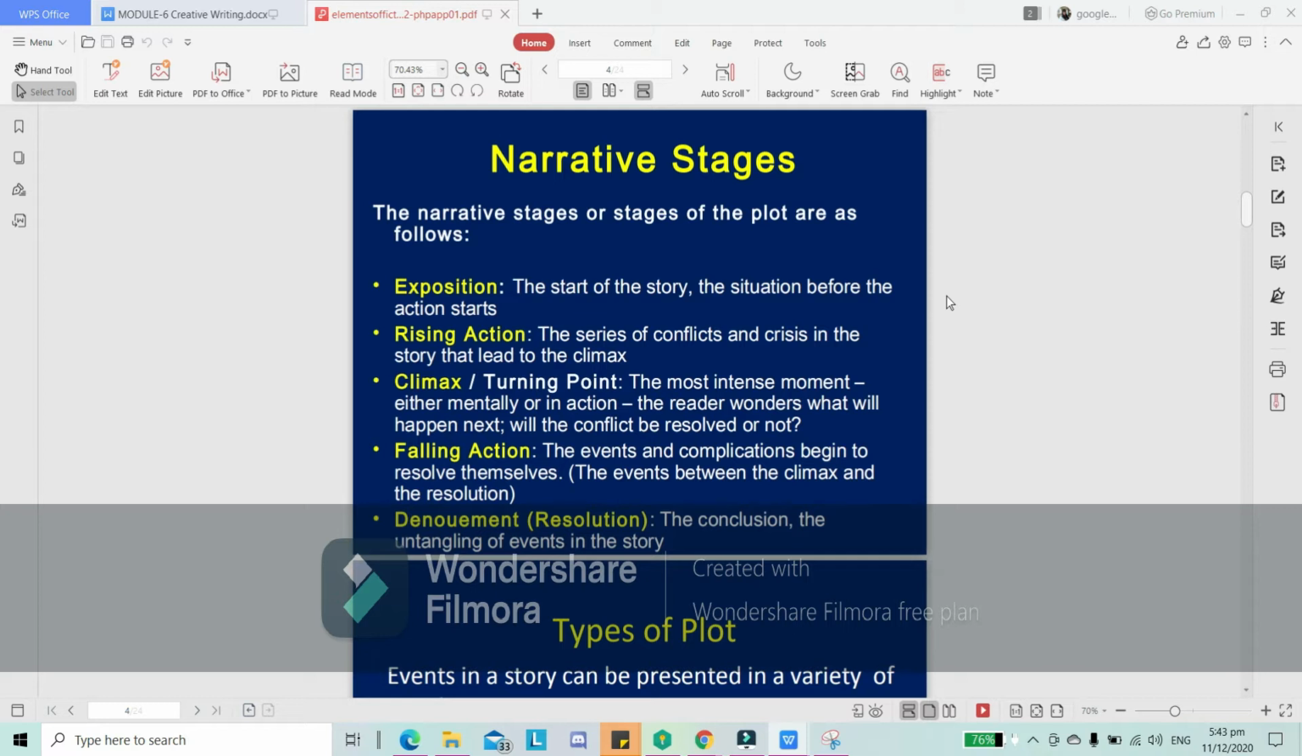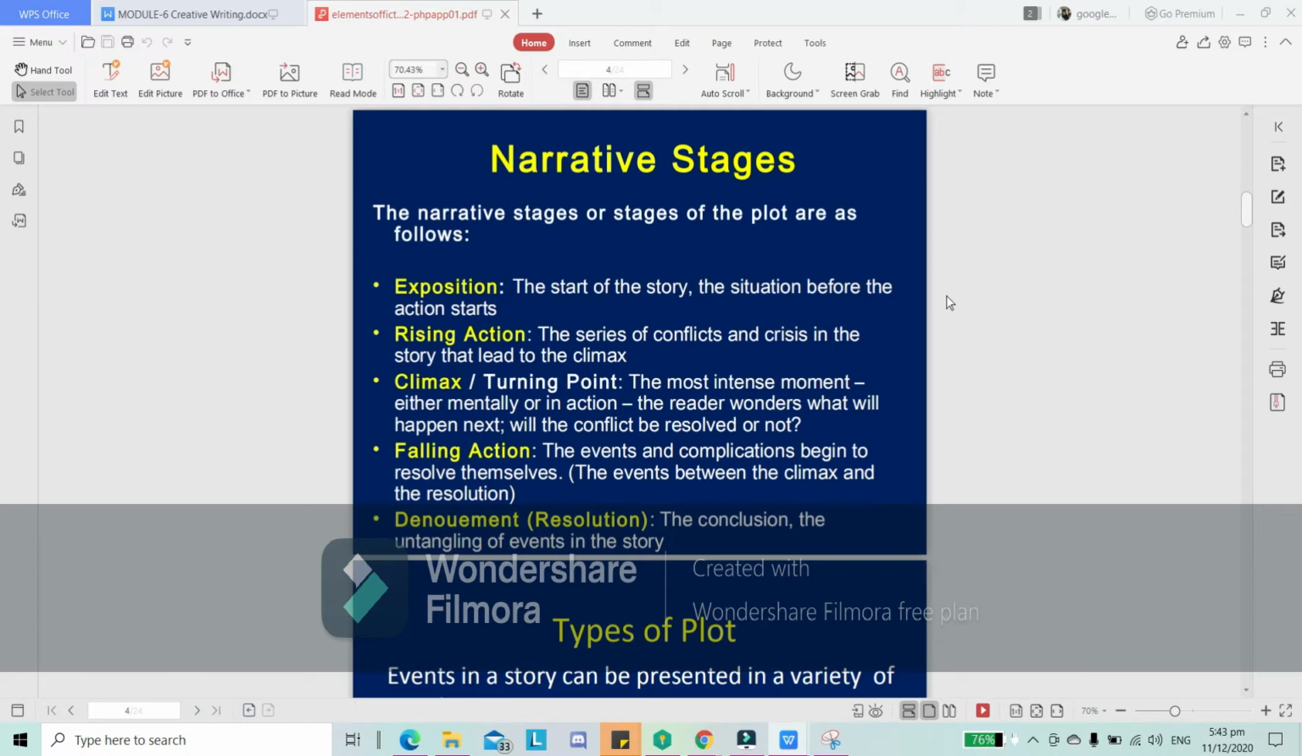Usually, the climax is when you find out who the traitors are in their company, or who the antagonists are that they encounter. Then the falling action. It's hard to pinpoint a falling action because there is no resolution of the conflict yet. Maybe the falling action is when the conflict between humans and the antagonists, the Titans or the Marleyans, is resolved. So the denouement is the conclusion, the untangling of events and the story.